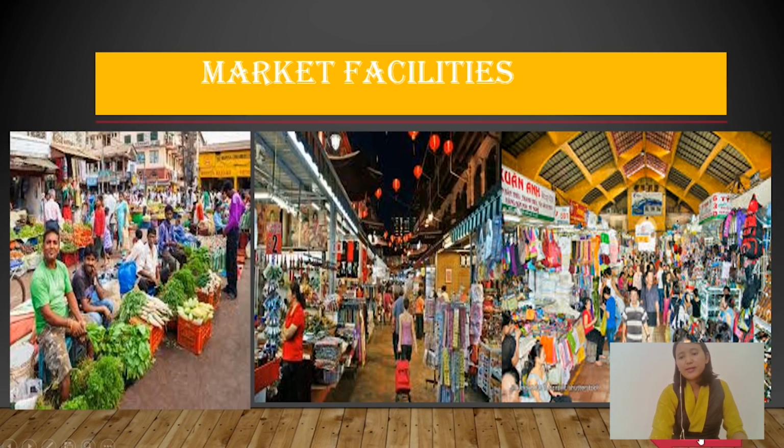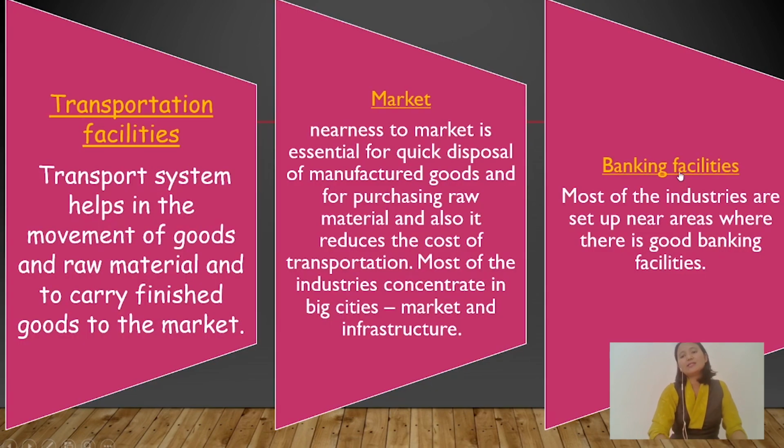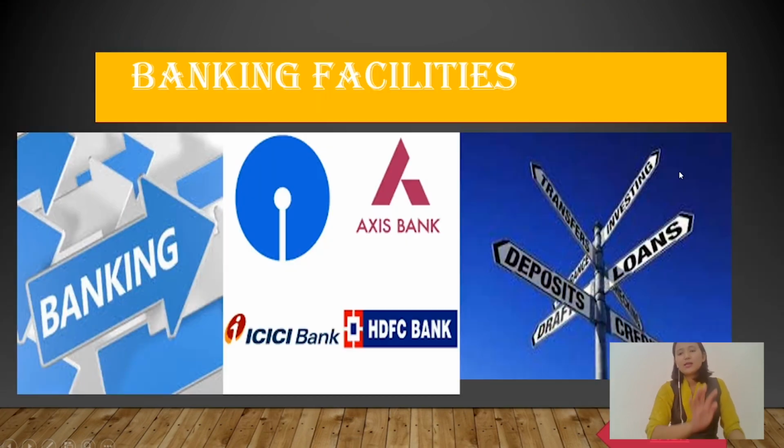And the next one is banking facilities. It is very important that while setting up the industry, it should be set up near a place where there are banking facilities. Because without a bank, the industry owner cannot take a loan, deposit money, transfer money, or withdraw money. So it is very important that bank facilities should be there in order to have smooth transactions.